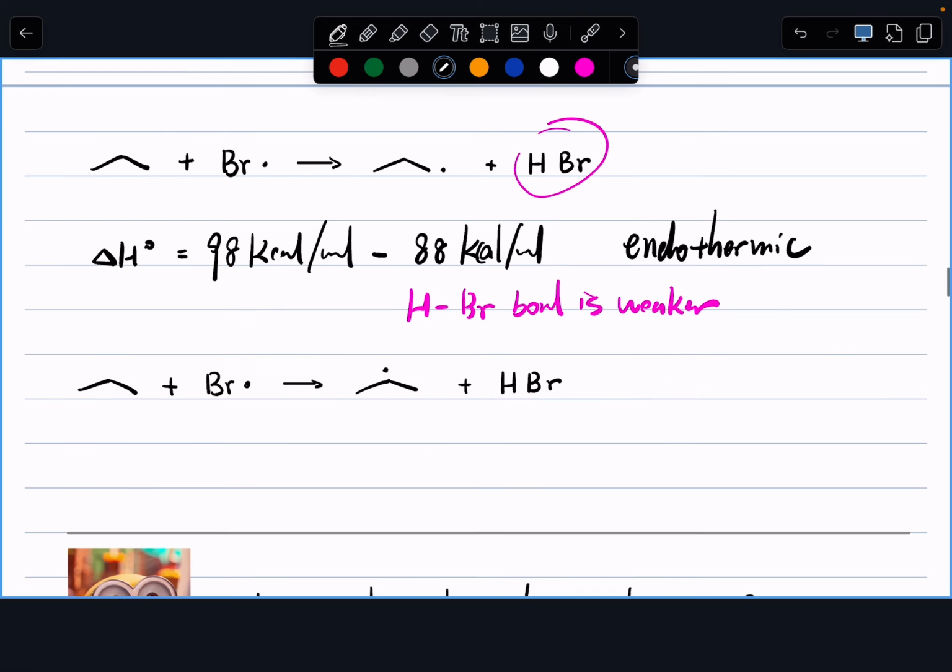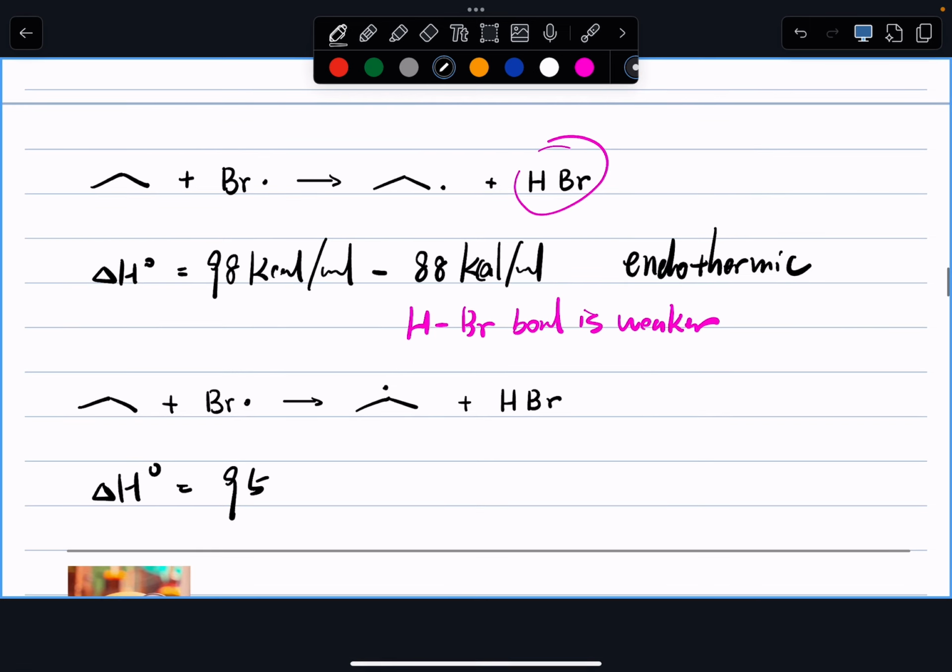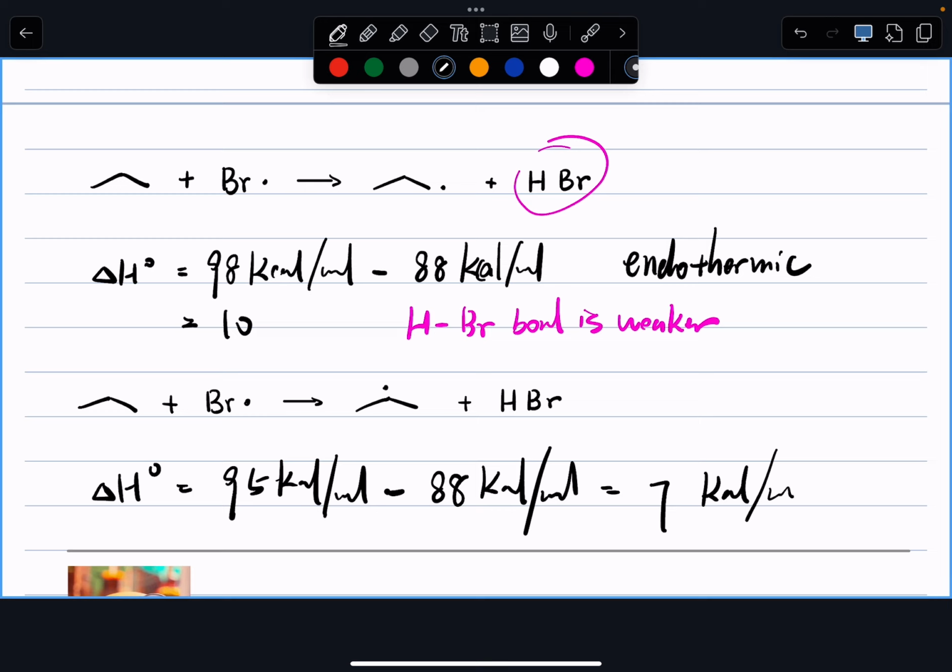Likewise, we can plug in the same number, equals 95 kilocal per mole minus 88 kilocal per mole, and again, endothermic. This one is 10, this one is 7. We're still relatively favoring the formation of the carbon-centered radical, but it's endothermic, it takes energy.